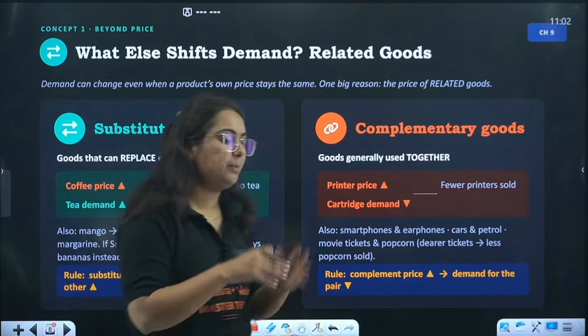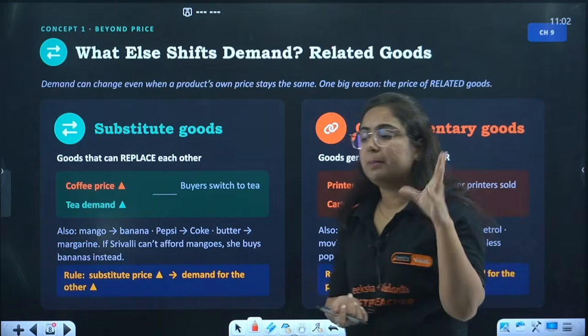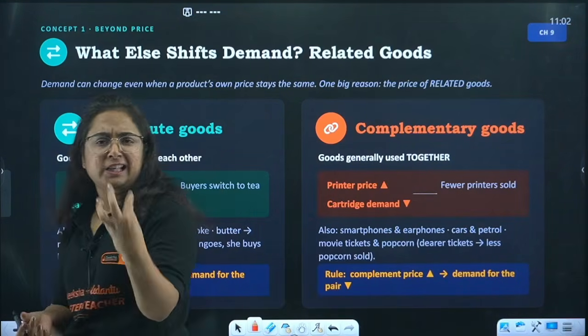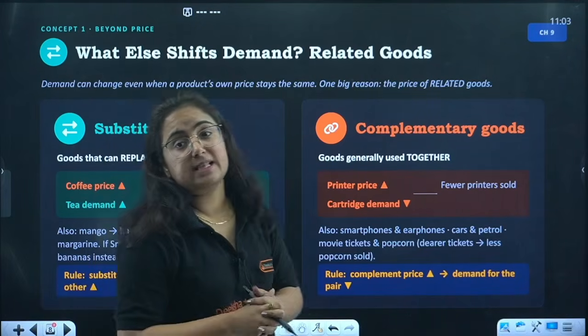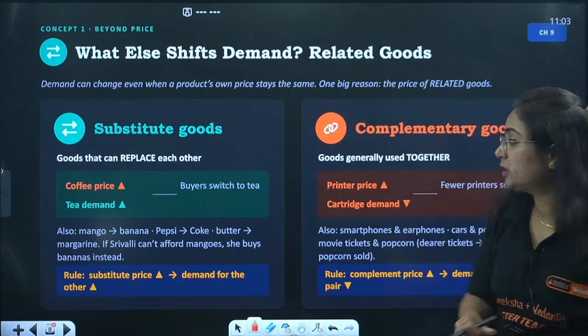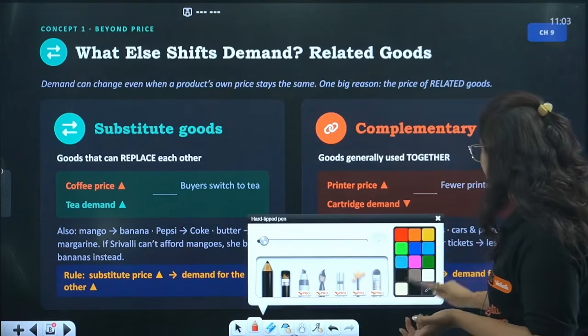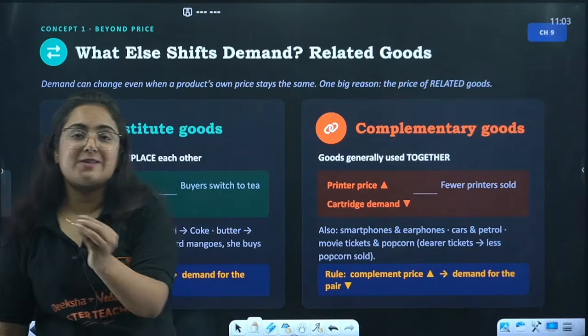But now what happened when we started the chapter? I just told you that actually the demand depends upon various factors. The need, the preference, the season, the festival. Yes, but there are other factors too. There are other factors too. One among them is related product. What if Shrivalli could not afford mangoes at all?